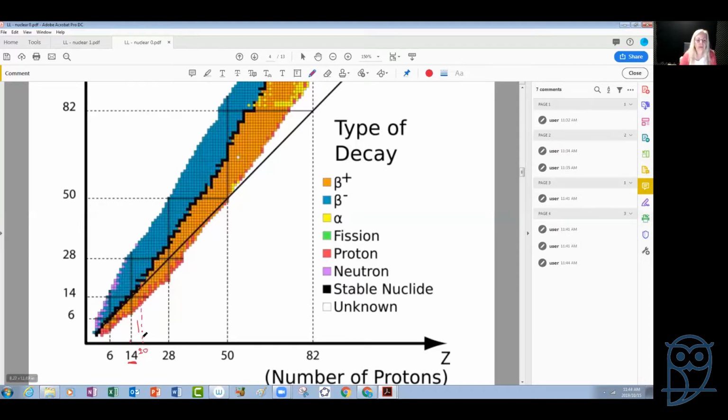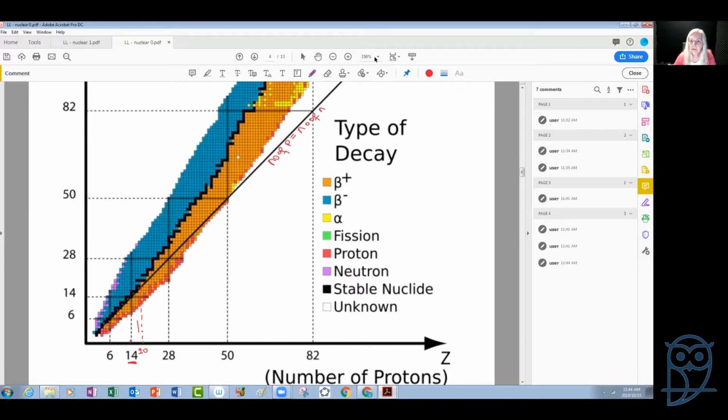With atomic number 20, it's only up to here that we see these black isotopes, the stable isotopes, seem to fall on this straight line that corresponds to isotopes that have the same number of protons and neutrons. That means this straight black line shows that the number of protons equals the number of neutrons.